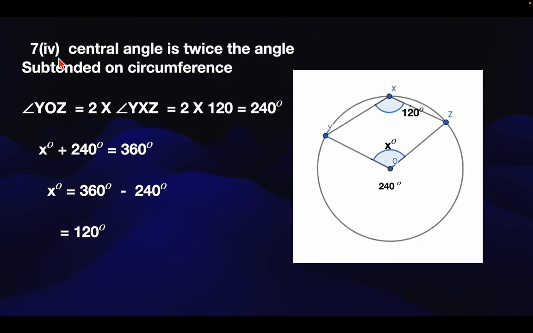Okay. 7.4. Central angle is twice the angle subtended on the circumference. Okay, so here this is the figure and they have given that this angle is 240. Okay, so this arc subtends angle 240 on the center and this angle is 120. So this angle x will be 360 minus 240, that is 120.